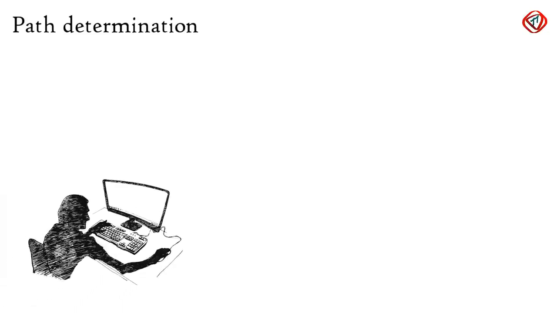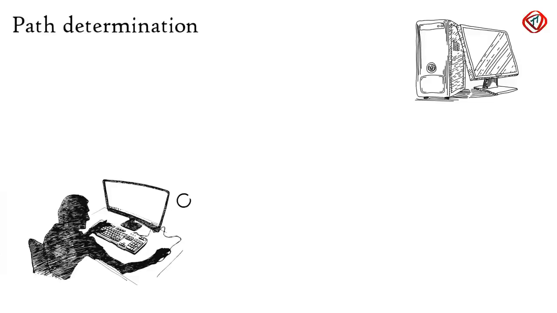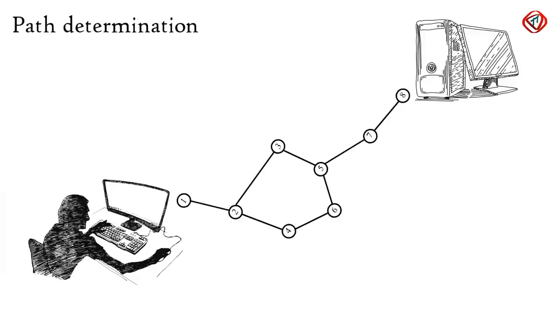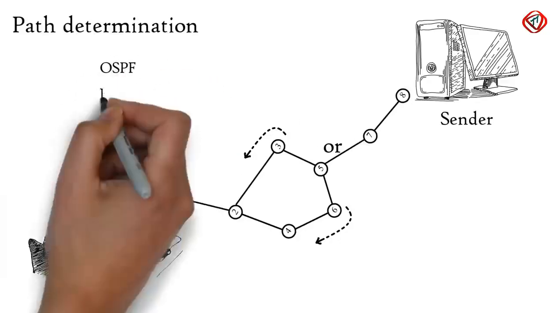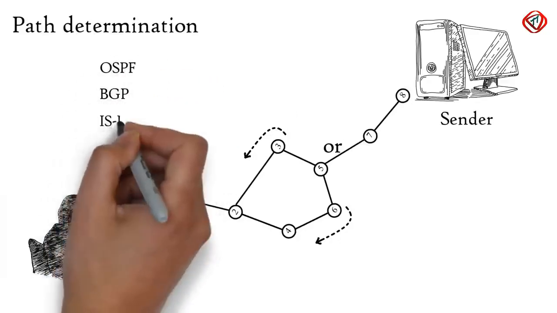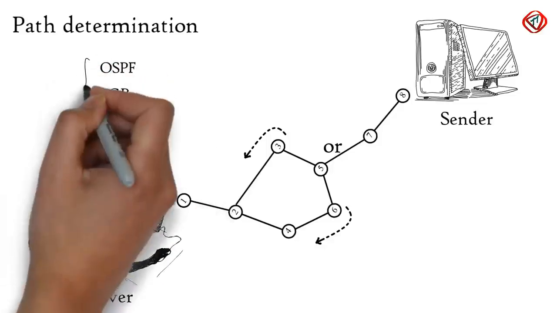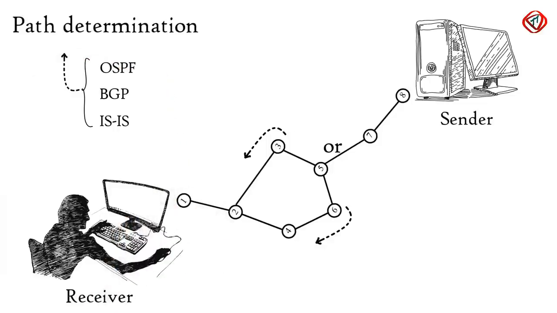Now, path determination. A computer can be connected to internet server or a computer in a number of ways. Choosing the best possible path for data delivery from source to destination is called path determination. Layer 3 devices use protocols such as Open Shortest Path First, Border Gateway Protocol, intermediate system to intermediate system to determine the best possible path for data delivery.